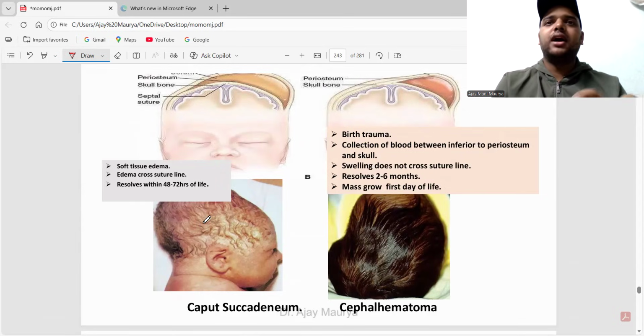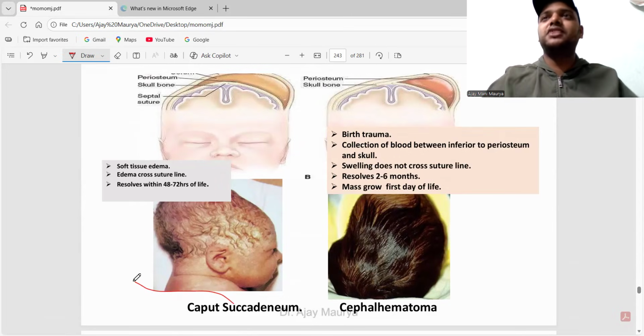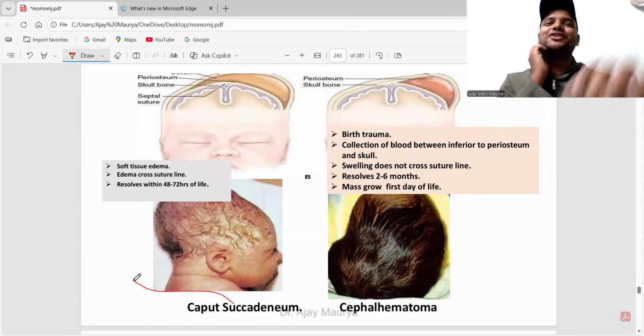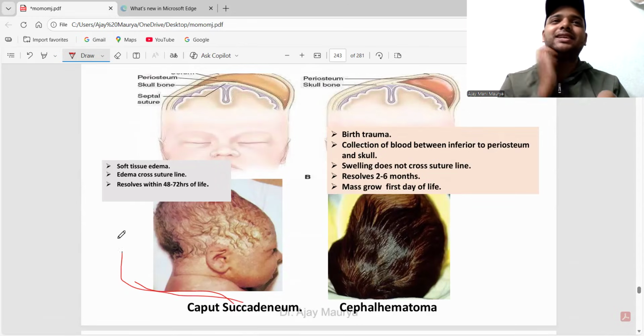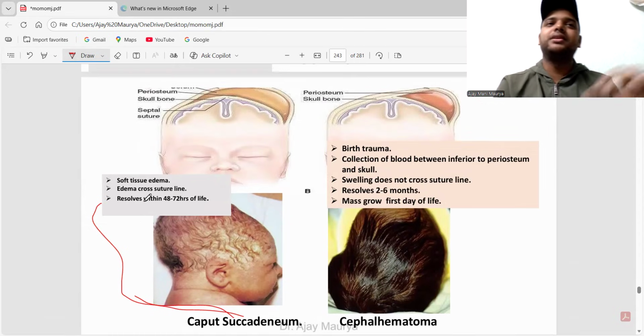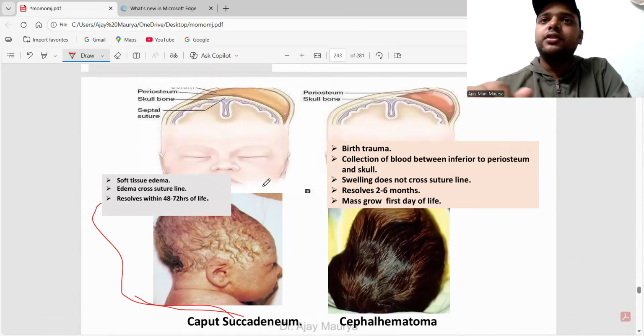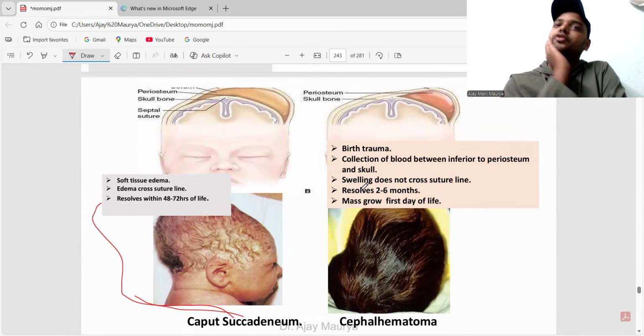See here, this is the caput succedaneum. Succedaneum, success. If you succeed in your life, you will cross the limit. So caput succedaneum crosses the suture line. Which one resolves within 40 to 48 hours? It is the caput succedaneum. Which one persists up to a few months? It is the cephalhematoma.